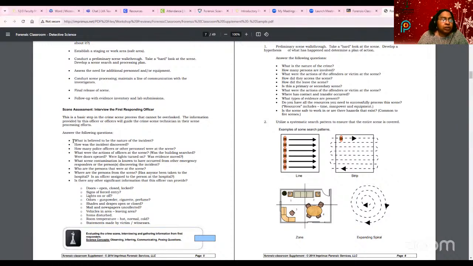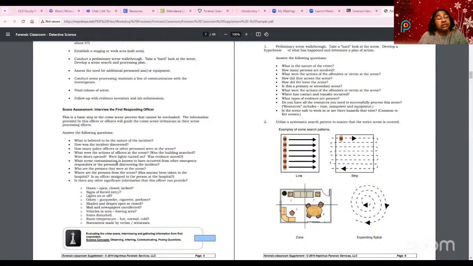So all of these, look at all these questions that you should be asking if you're at the crime scene. What is believed to be the nature of the incident? Was the incident discovered? How many police officers or personnel were at the scene? What were the actions of the officers at the scene? Was the building searched? Were the doors open? Were the lights on or off? Was the evidence moved? Was the scene contaminated?